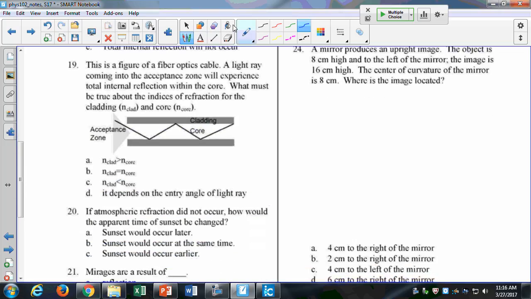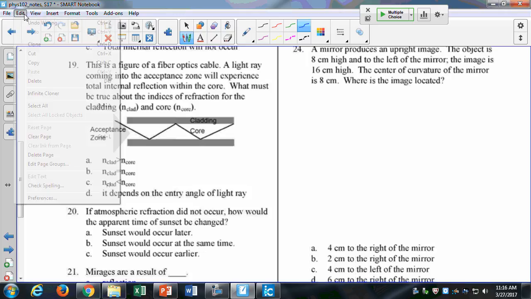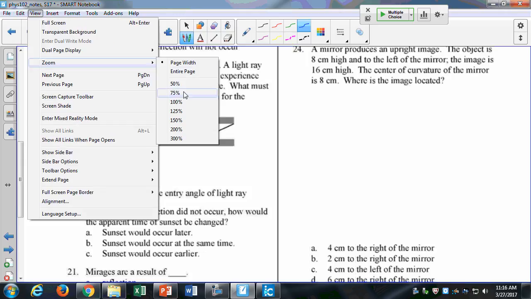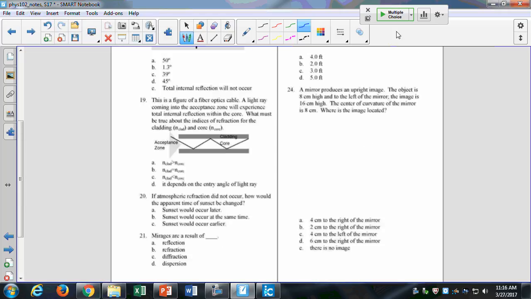Let's look at number 24. So number 24, I don't tell you what kind of mirror it is, but knowing what kind of mirror it is is actually fairly important. It produces an upright image, and then I tell you the object is to the left of the mirror. Where is the image located? So think of all the information I give you, tell me what kind of mirror it is, and then calculate the image distance.